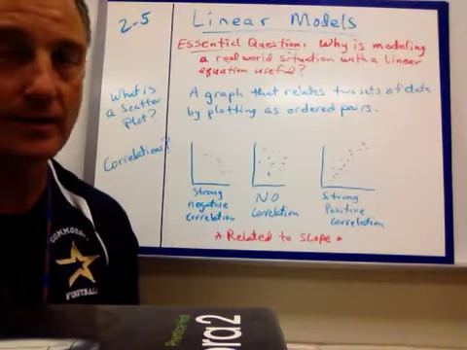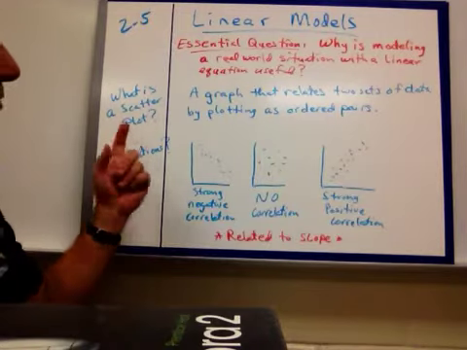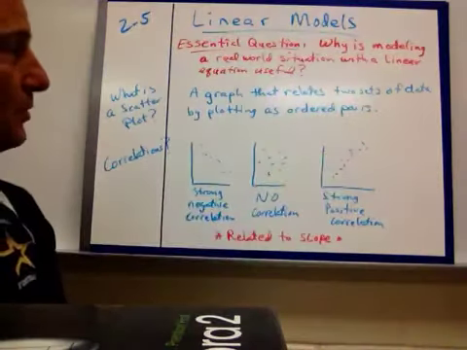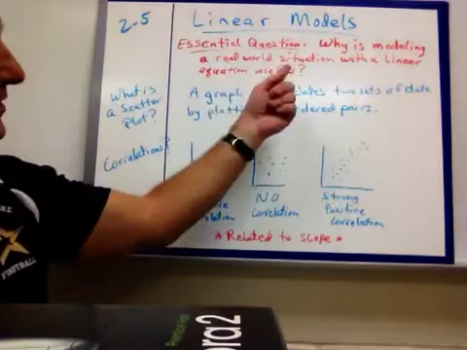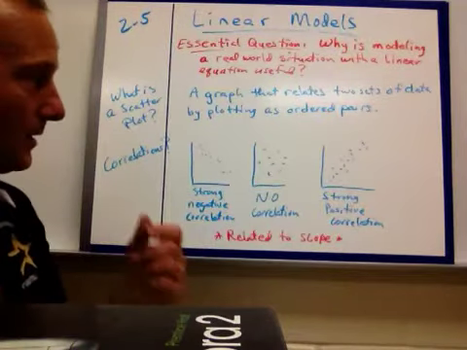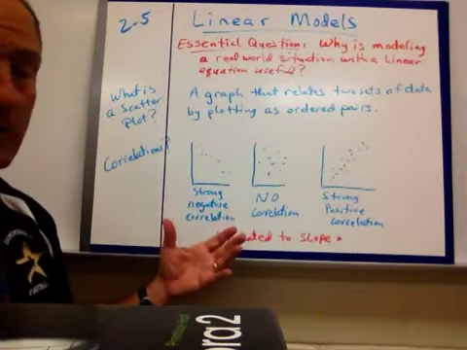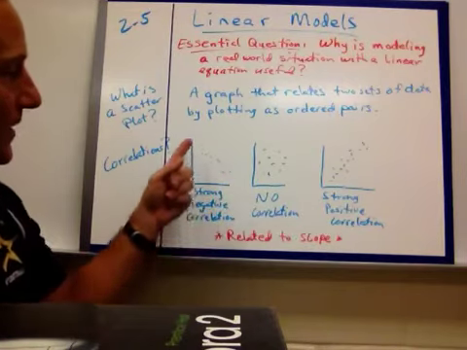The way we do that is with scatter plots. And you can see here, what's a scatter plot? It's a graph that relates two sets of data by plotting as ordered pairs. And this is how we tie in the real world here. A couple of things before we get into that. When you're looking at a scatter plot, it looks like this. It's where you've got an XY graph and you're plotting points.